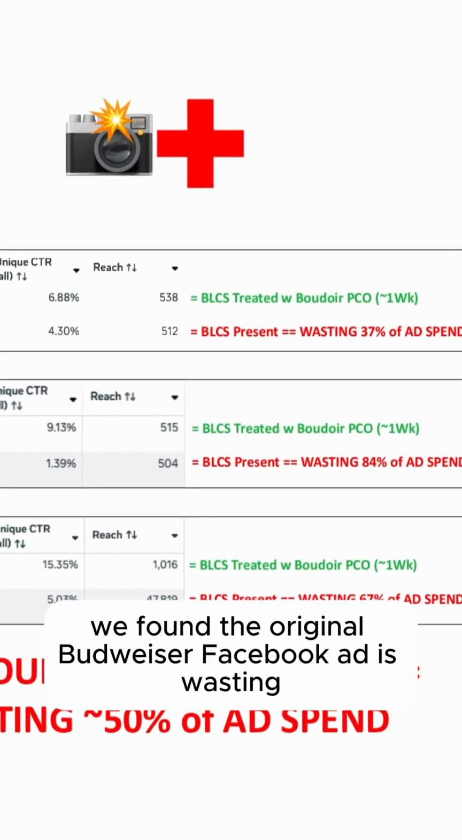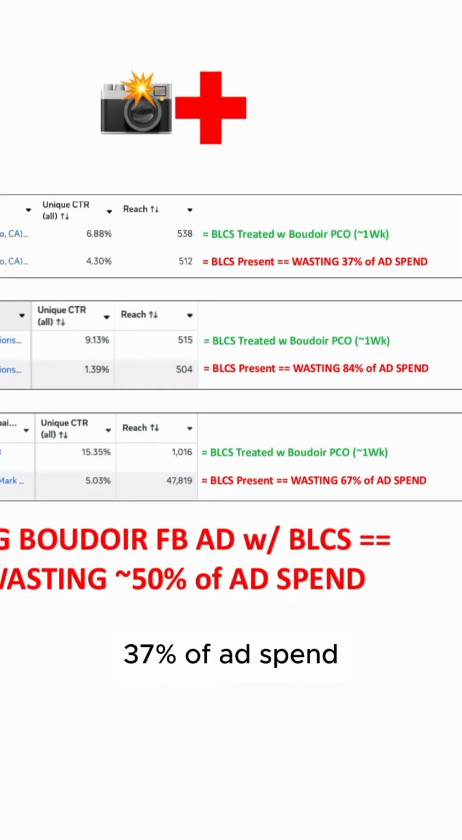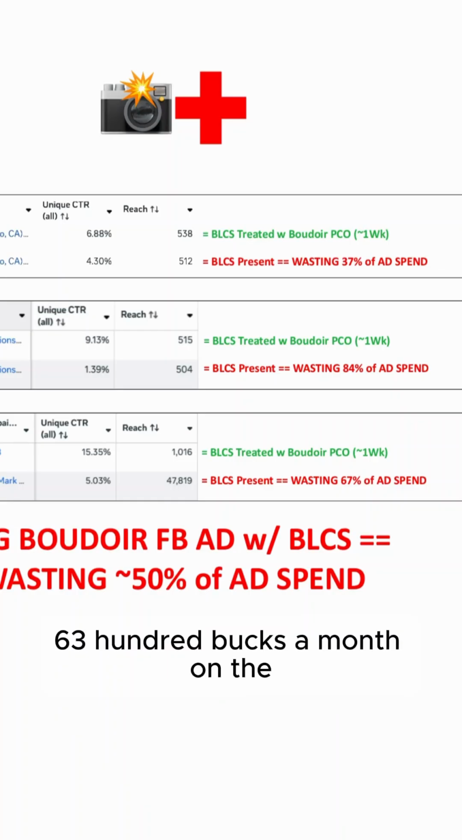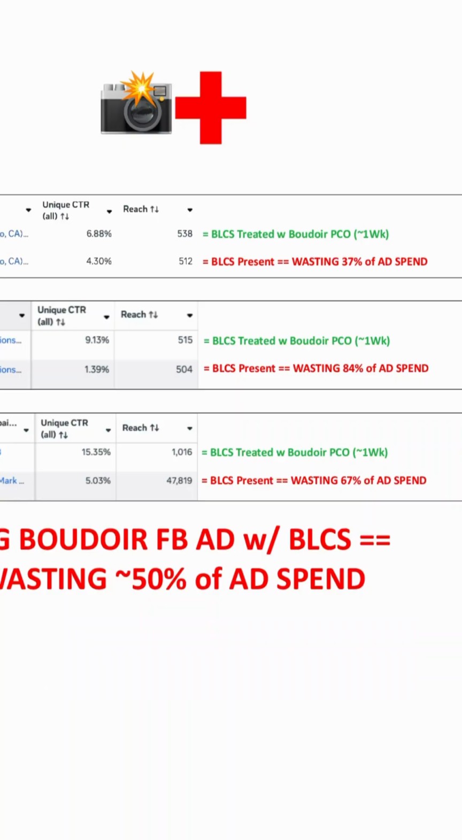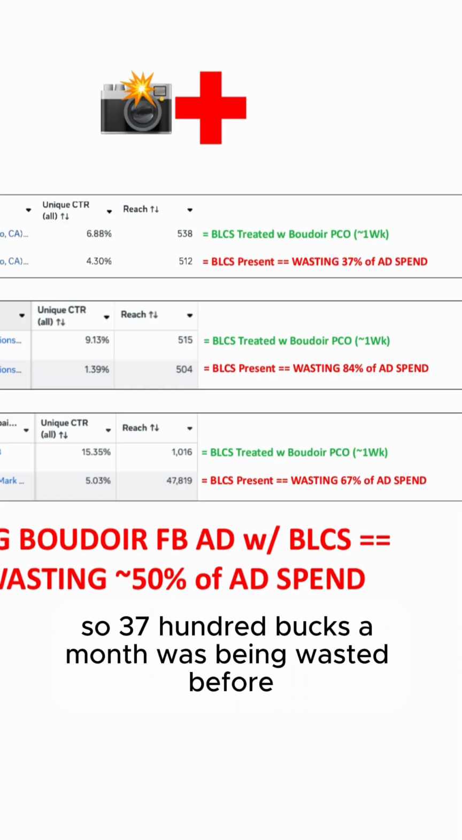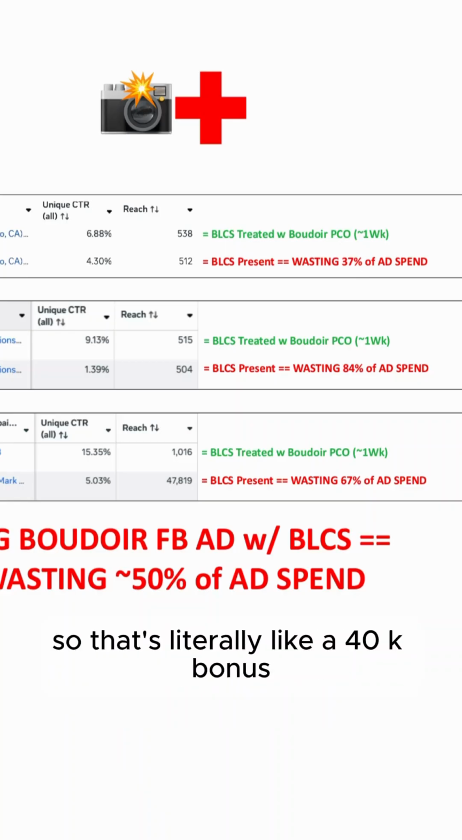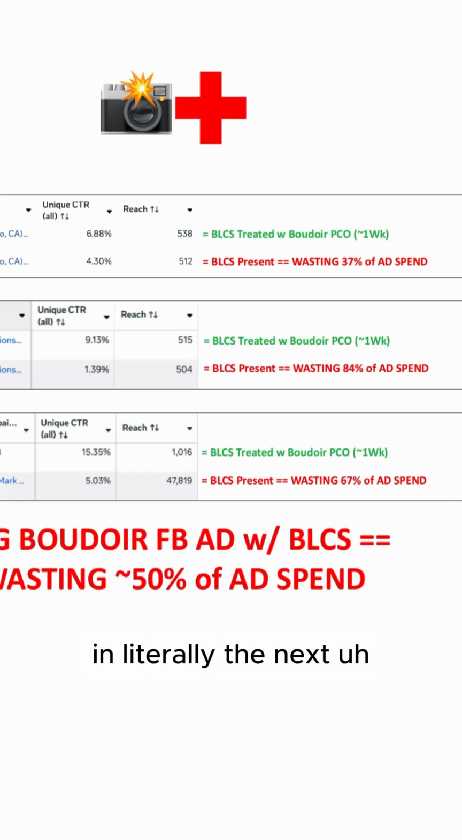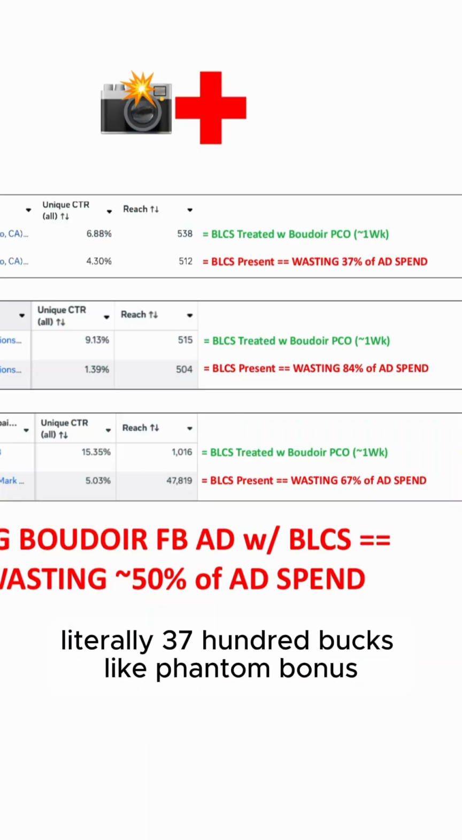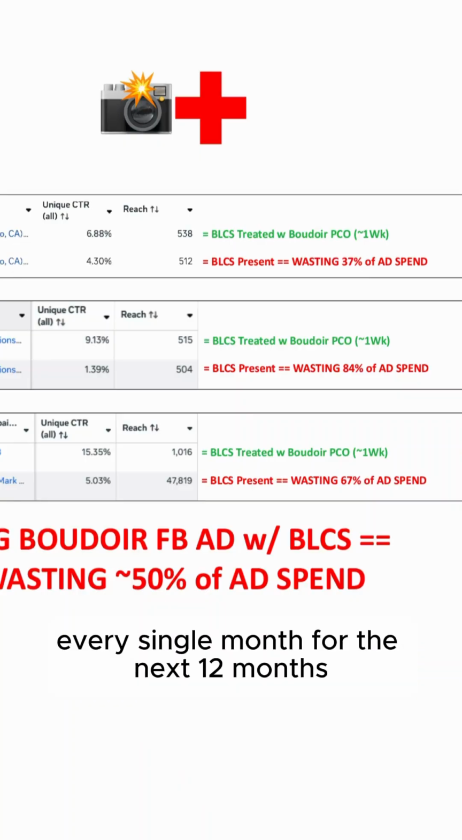So we found the original Boudoir Facebook ad is wasting 37% of ad spend, which means if the original was spending 10 grand a month, now the Boudoir photographer only needs to spend $6,300 a month on the Boudoir Pico treated ad, and they will get the same number. They're adding to the same number of women's brains each month. So $3,700 a month was being wasted before. Now we don't even spend it. The Boudoir photographer can simply pocket it. That's literally like a 40K bonus over the next 12 months, a phantom bonus of $3,700 every single month.